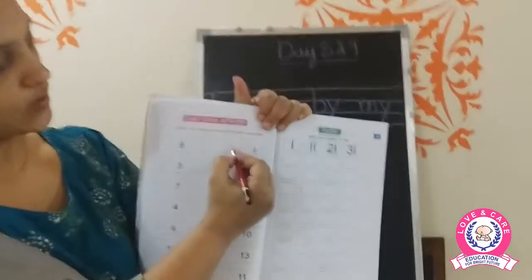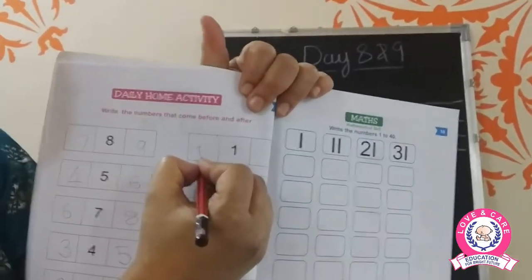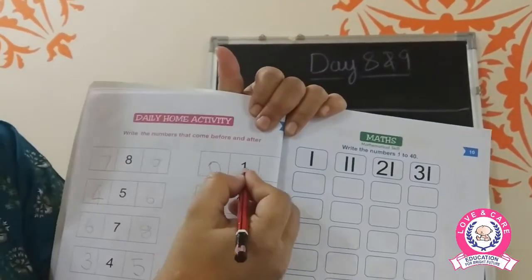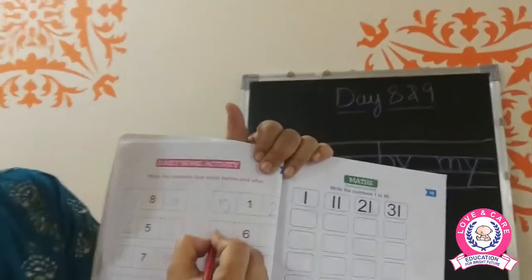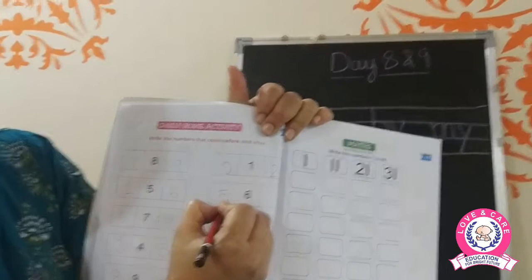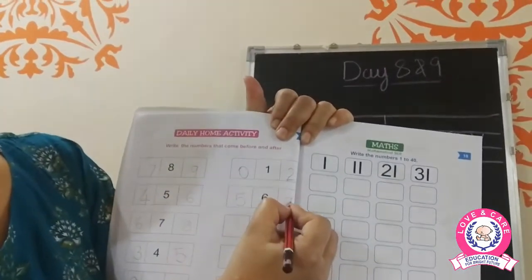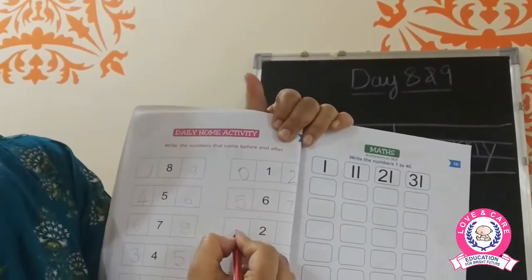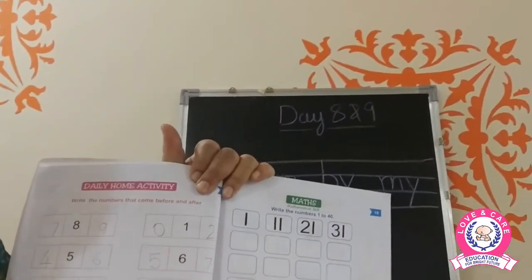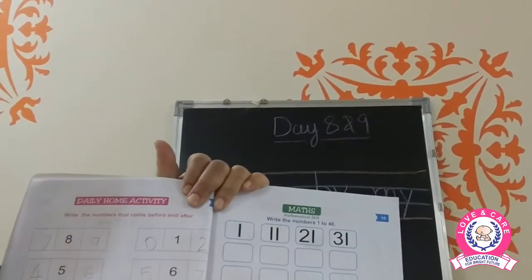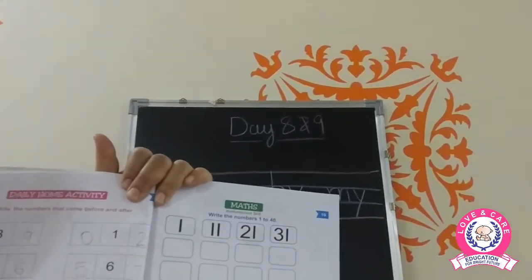So now it is 1. So what will be before 1? Before 1 comes 0. So 0, 1 and what will be here? 2. 6. So what will be the before number? Will be 5, 6 and the next number will be 7. 2. So before will be 1 and after will be 3. 3. So the before number is 2 and the after number is 4.